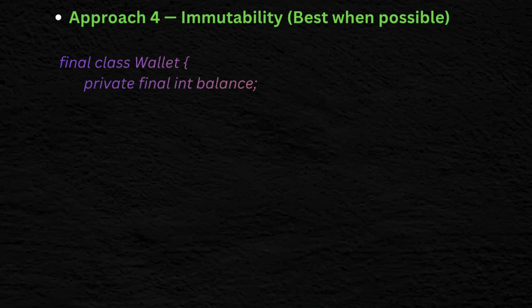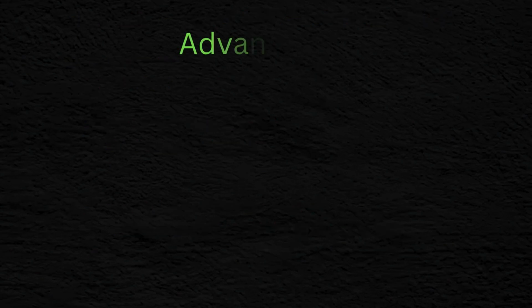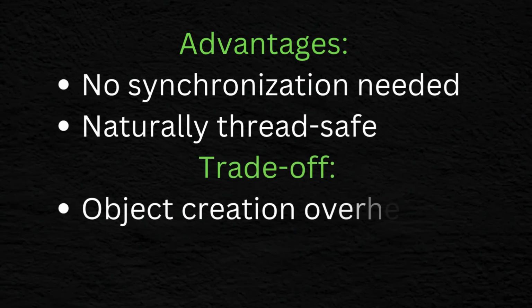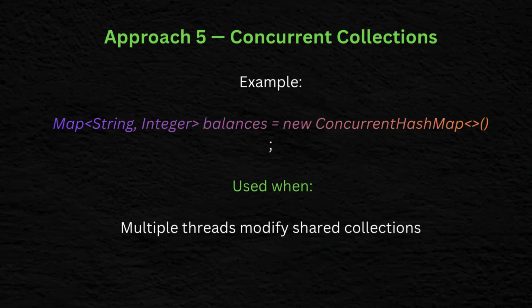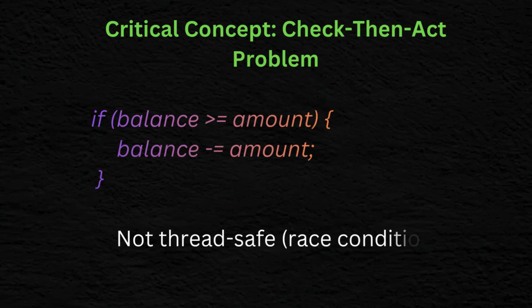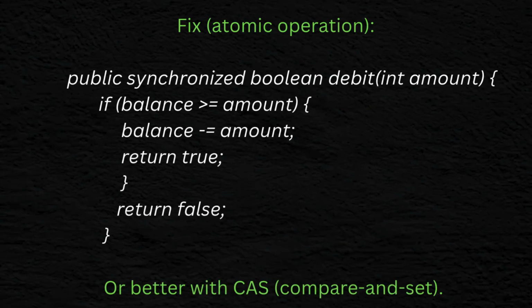Another approach is immutability. Create objects that never change. Every operation returns a new object. No synchronization is needed, it is naturally thread safe, but it creates more objects. Another approach is concurrent collections, used when multiple threads modify shared data. Check-then-act problem: this is not thread safe. The fix is to use a synchronized method or atomic compare and set.